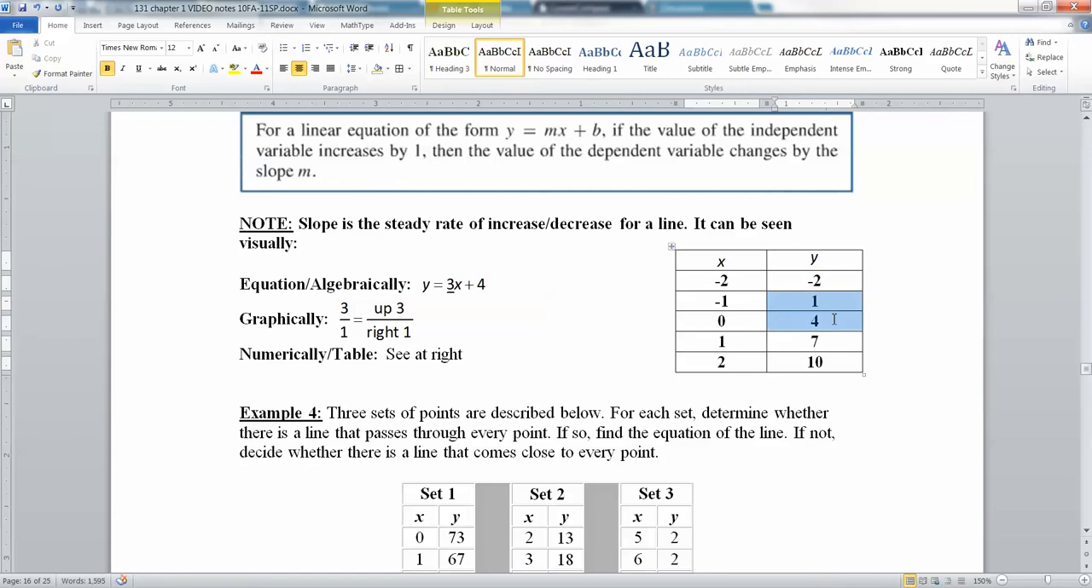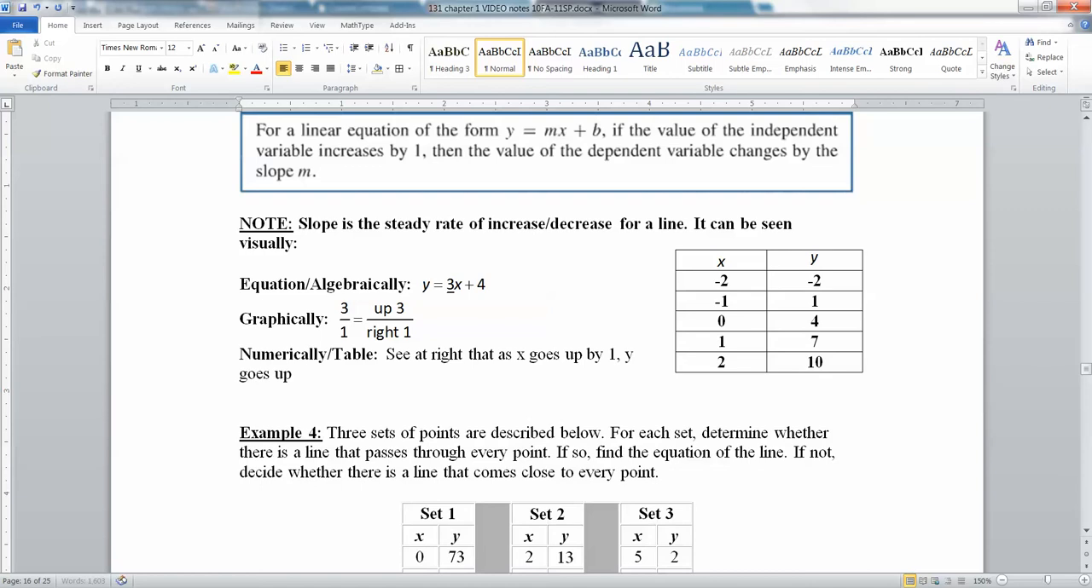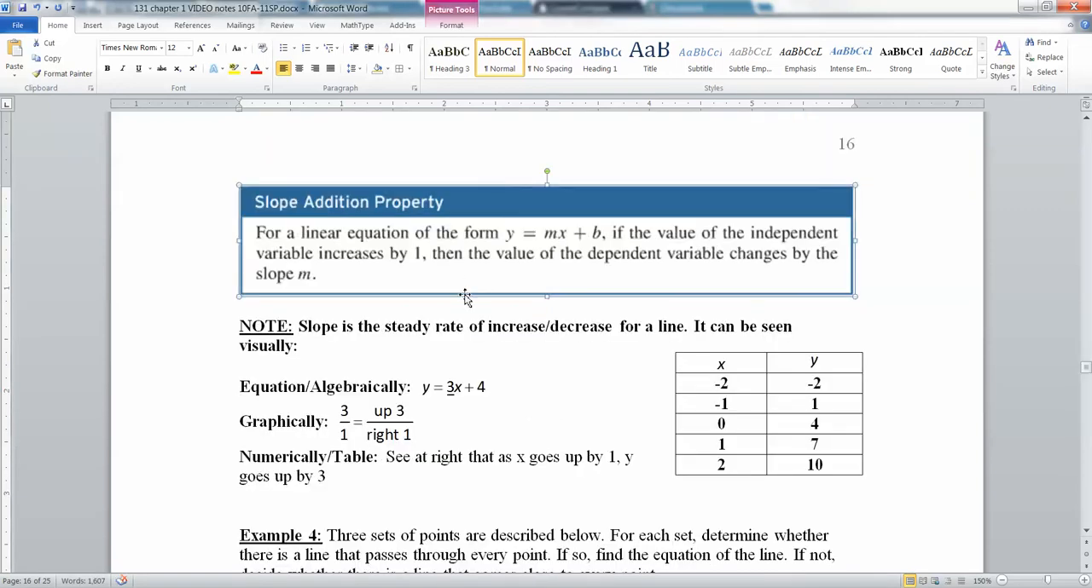And then it goes up by 3 again. Then it goes up by 3 again. 4 plus 3 makes 7. 7 plus 3 makes 10, right? So you can see that as x goes up by 1, y goes up by 3. That was our example. That's what they're getting at in this box here.